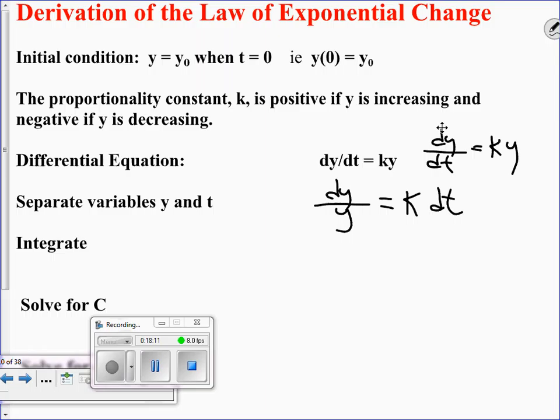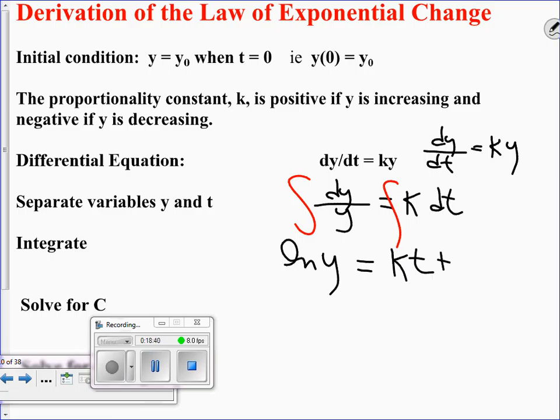Integrate. dy over y, we integrate that. ln of y. Now, k is a number, okay? And the variable is t. So what is the antiderivative of k with respect to t? kt. And then what else do we have to remember on this side?